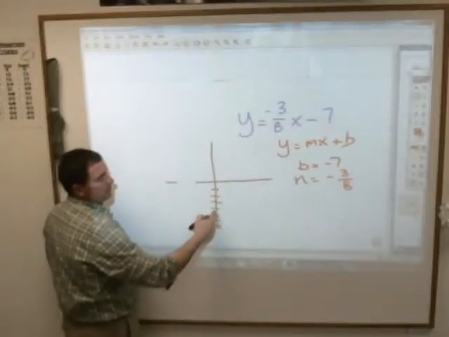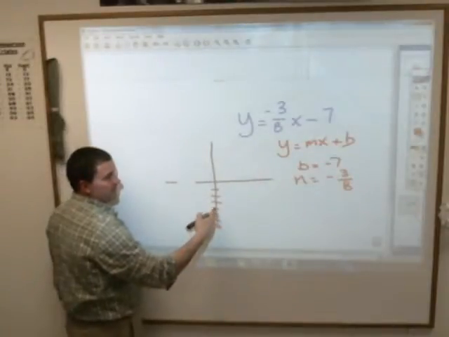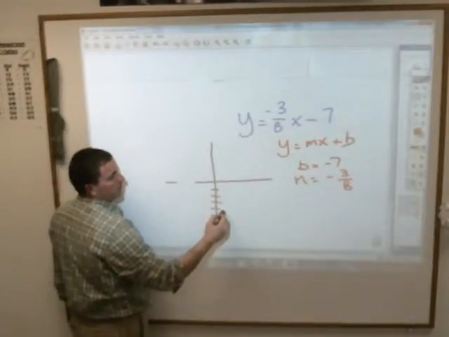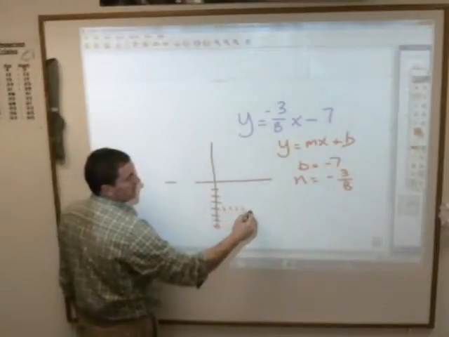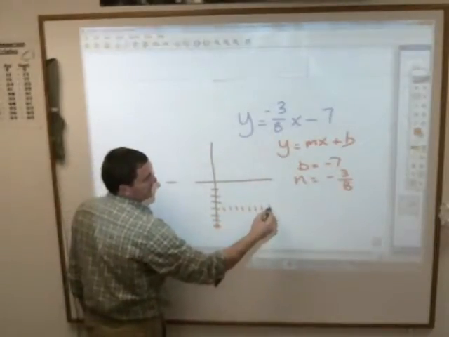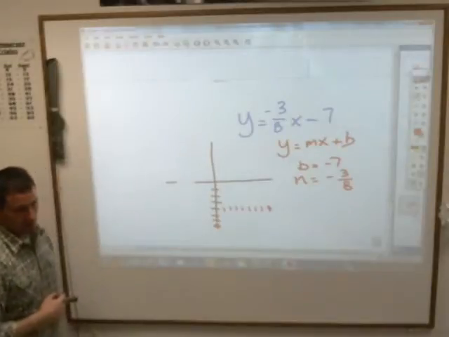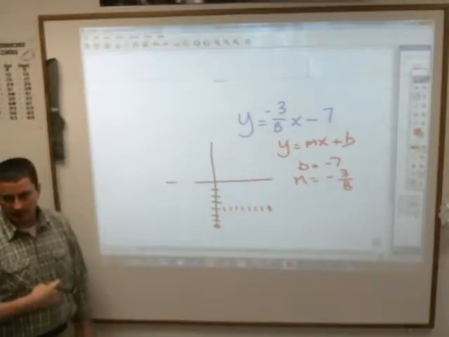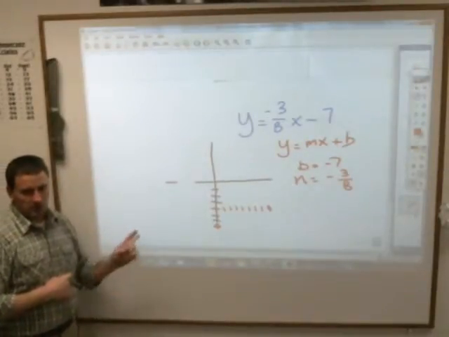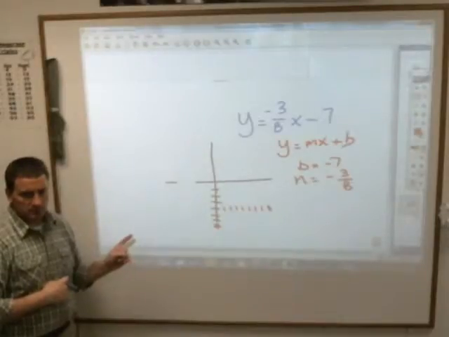I go up 3, don't put a dot at 3 because that's not what I'm talking about. I go up 3, 1, 2, 3, over 1, 2, 3, 4, 5, 6, 7, 8. And on your paper, you will have lines to do it. You're not kind of guessing like I am. To which you're saying, there's something wrong here. Is there not something wrong?